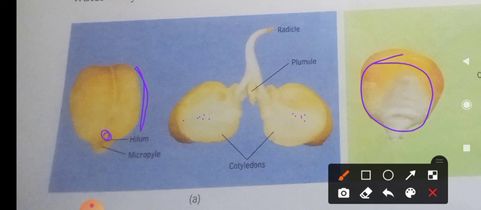Okay, children. So the point where the fruit and the seed are attached is called the hilum. This point is called the hilum, and the part which is below the hilum is called the micropyle. Micropyle. Do you understand, children? Which is hilum and which is micropyle?